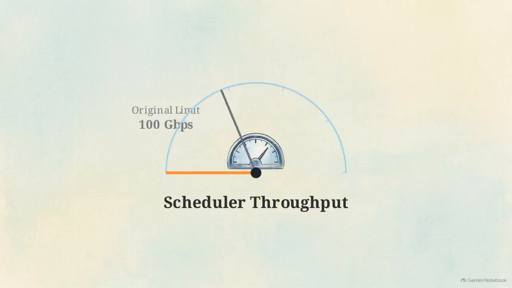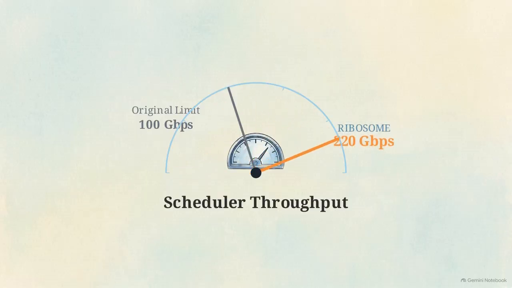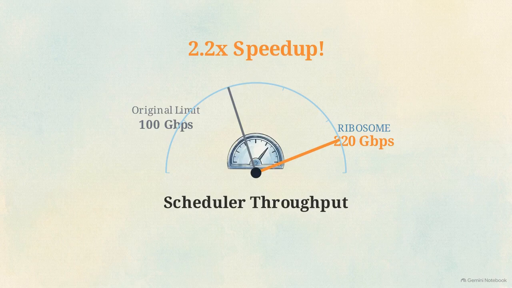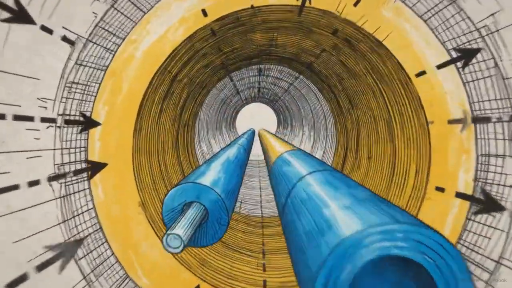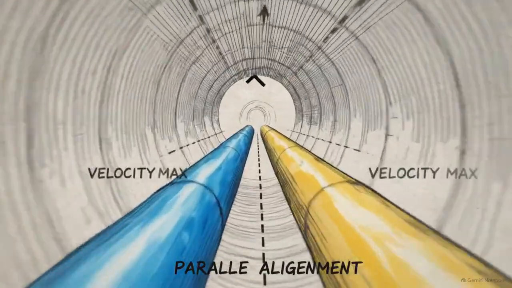When running the scheduler, Ribosome reaches 220 gigabits per second. This is a 2.2 times increase over the original implementation's 100 gigabit limit on the same server hardware. Reaching the terabit threshold for stateful networking requires physically separating the routing logic from the bulk data storage.